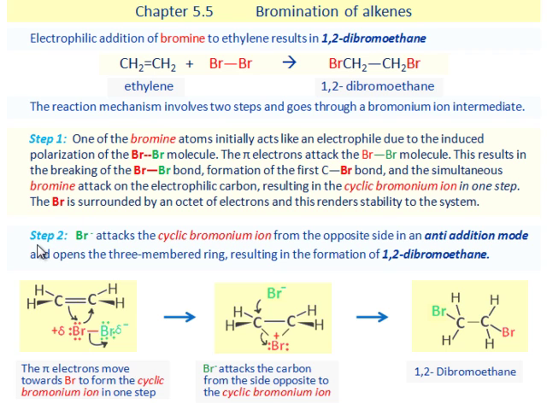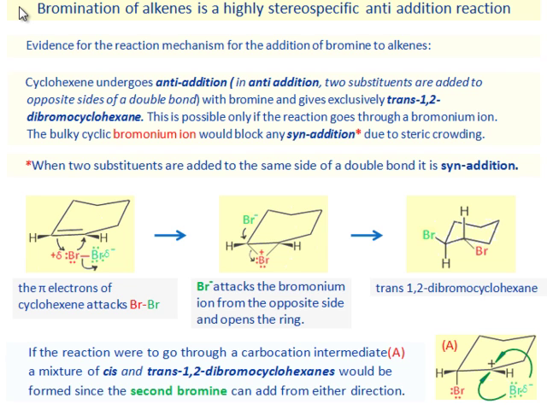Step 2. Br minus attacks the cyclic bromonium ion from the opposite side in an anti-addition mode and opens the three-membered ring, resulting in the formation of 1,2-dibromoethane. Bromination of alkenes is a highly stereospecific anti-addition reaction.